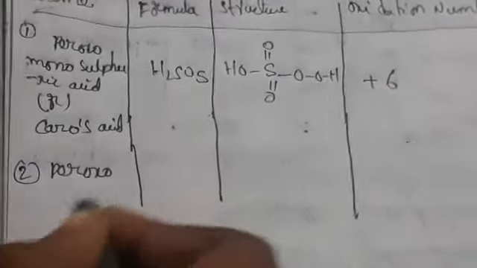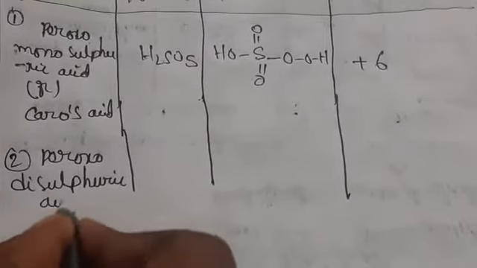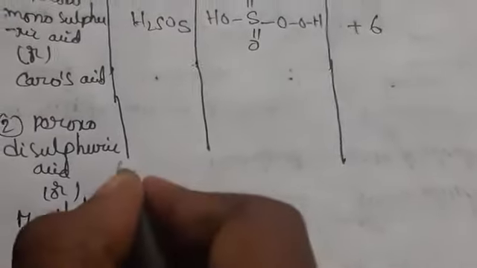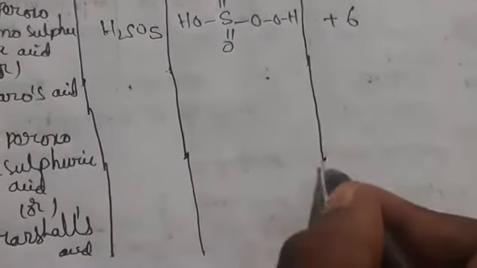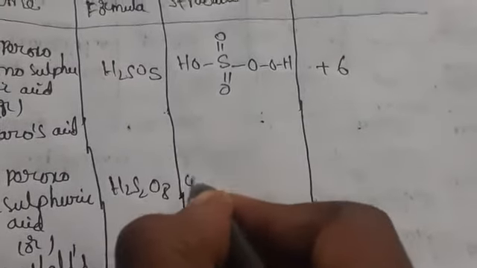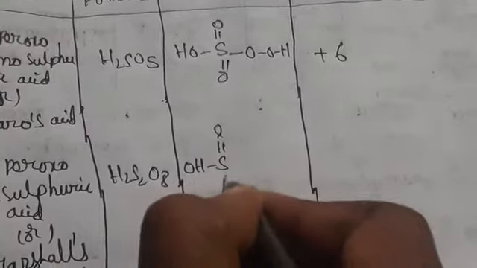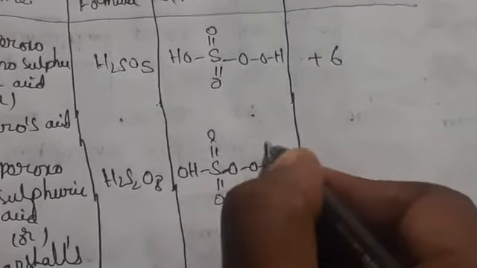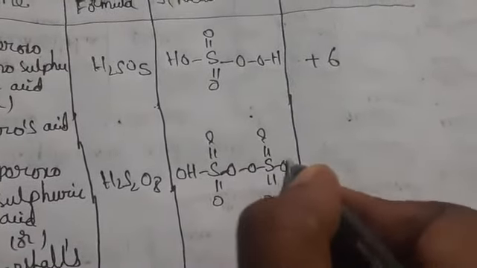Next one we are having peroxodisulfuric acid, or we can say here Marshall's acid. This is having H2S2O8 and the formula is OH S double bond O, S double bond O, O, S double bond O, S double bond O, OH. So it is also having oxidation state +6.